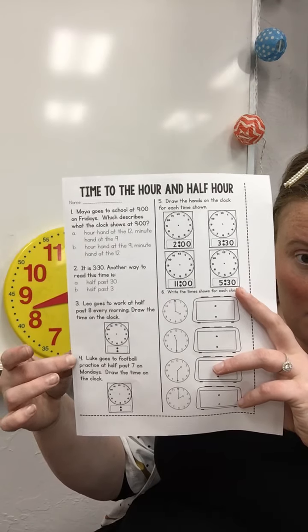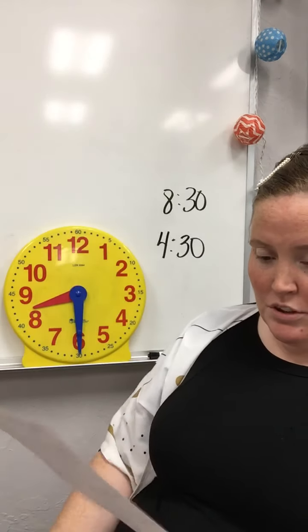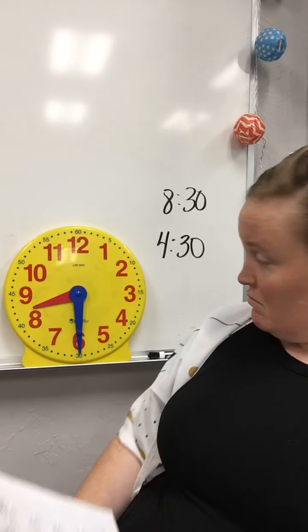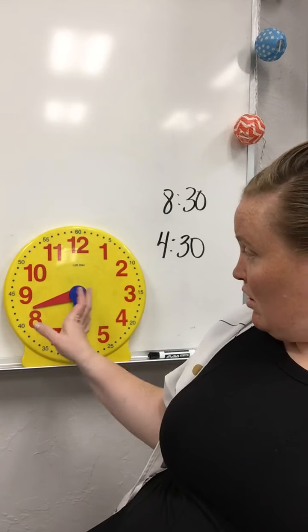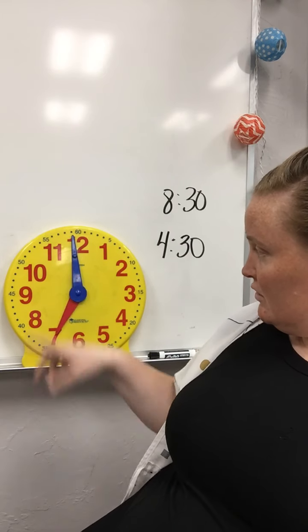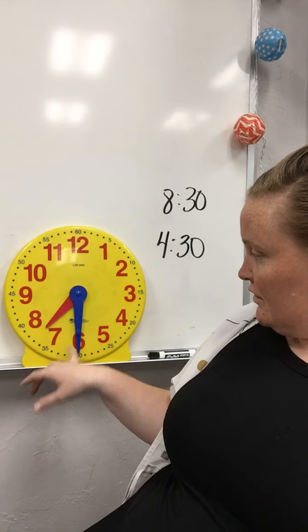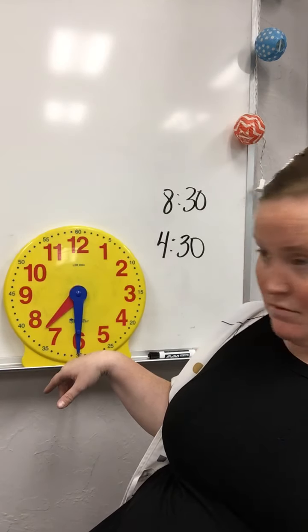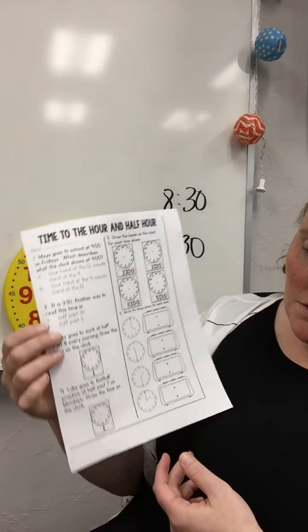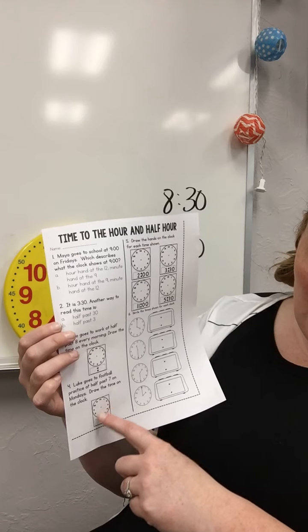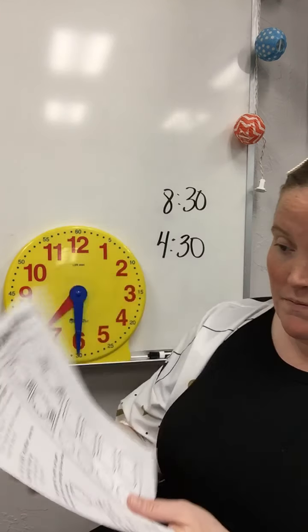Okay, number 4 says, Luke goes to football practice at 7:30 on Mondays. Draw the time on the clock. Let's get to 7. There's 7. 7:30 down here. So that would be 7:30. So Luke's practice is at 7:30. So you're going to draw 7:30 here and write it right there.